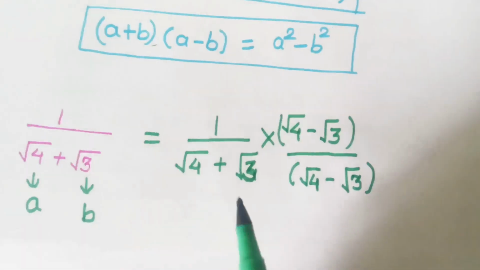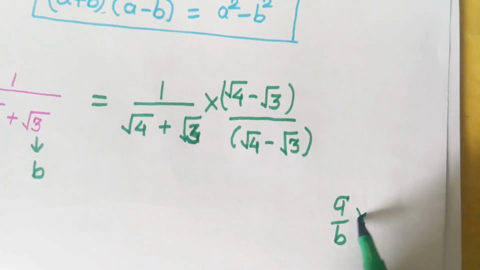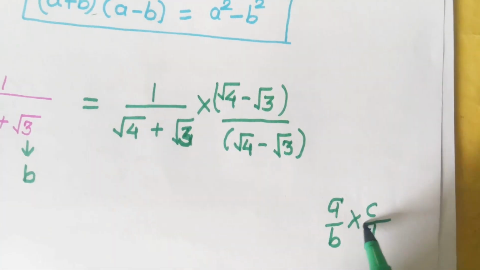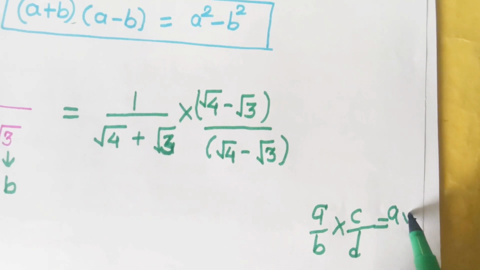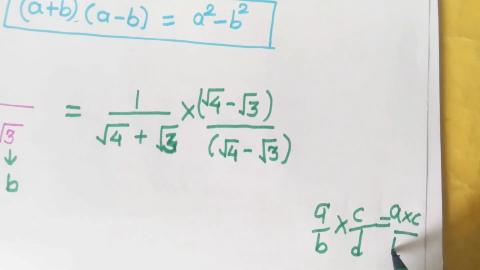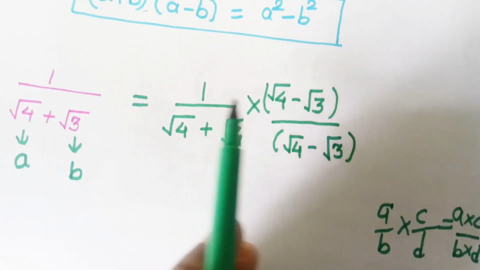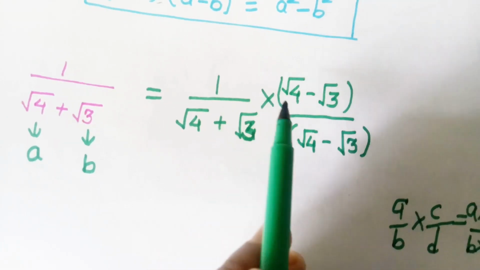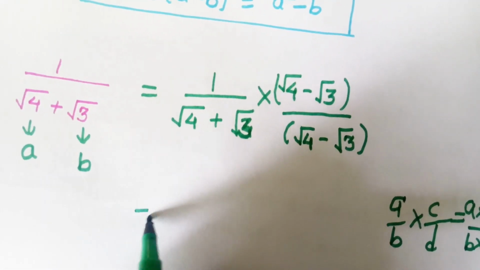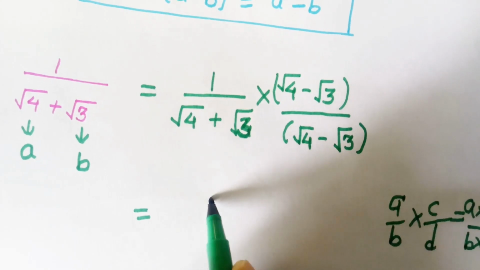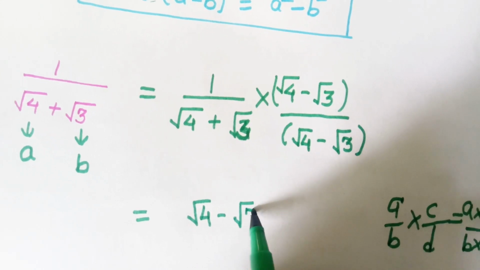Now we know that in multiplication form, a by b into c by d, we have to write a into c, that is the direct product of numerator terms and the direct product of denominator terms. By using this rule, we can multiply the numerator terms: in the first term the numerator is 1, in the second term the numerator is under root of 4 minus under root of 3. So here we get 1 into this term, and 1 into any term is the same term, that is under root of 4 minus under root of 3.